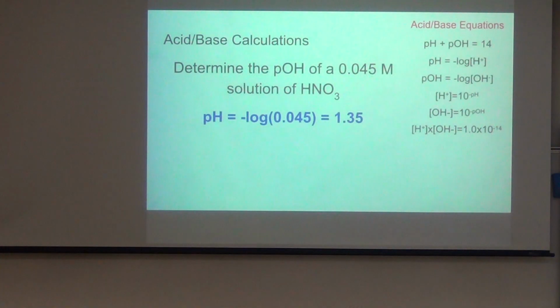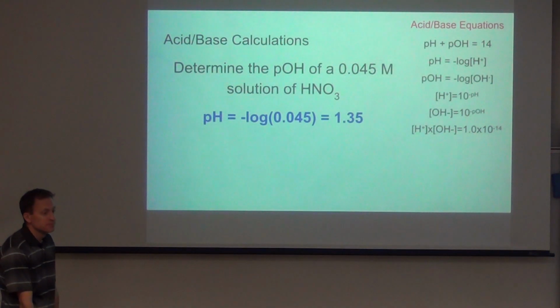If it has an H in front of it, obviously it's an acid, and that's how you can tell. So my pH is 1.35, and then I took the shortest route here, and I just subtracted it. And my pOH must be 12.65 then.